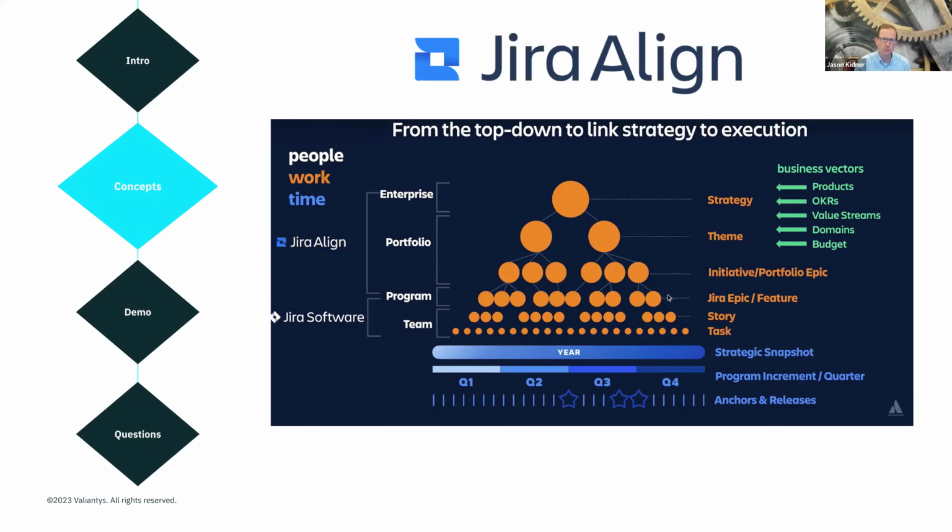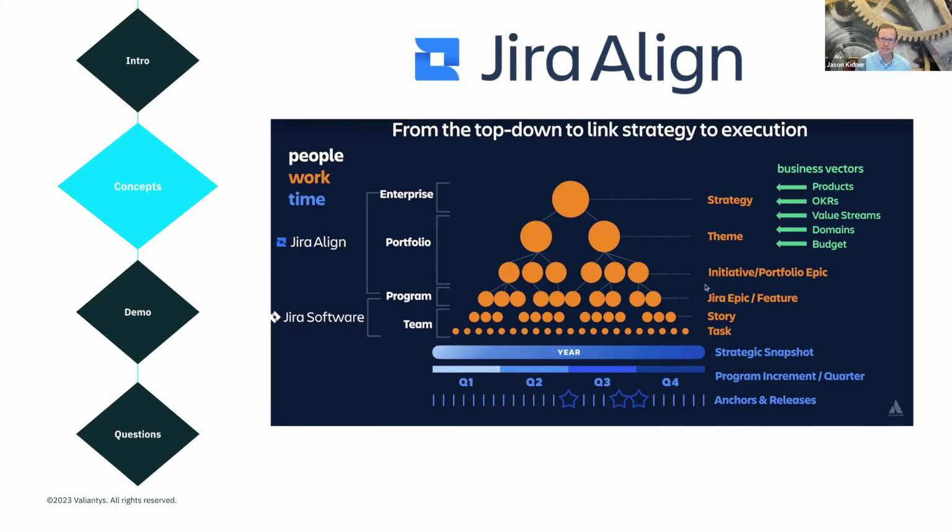And then you also have your work hierarchy. So again, the teams are working on those stories, potentially the tasks or subtasks. Those would roll up to Jira epics or features, as they would be better known within the SAFe framework. They could then roll up to portfolio epics or initiatives, then up to themes, and then up to your strategies, your long-term goals, your mission and vision.